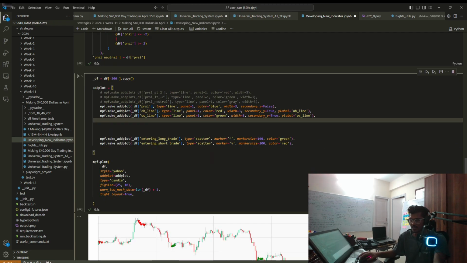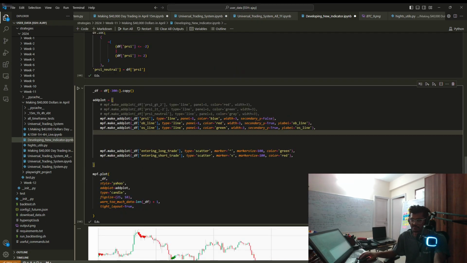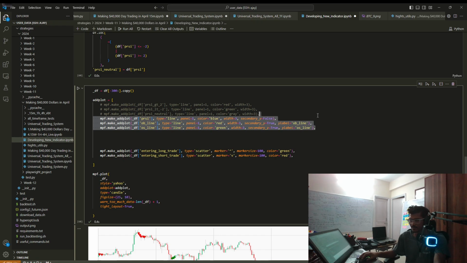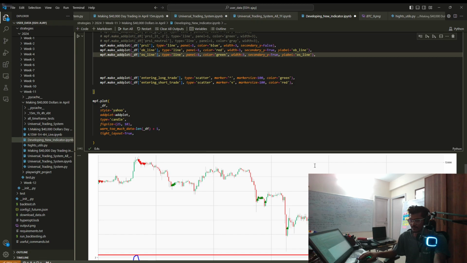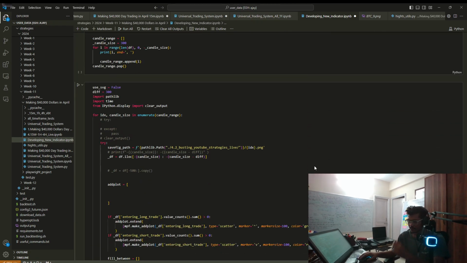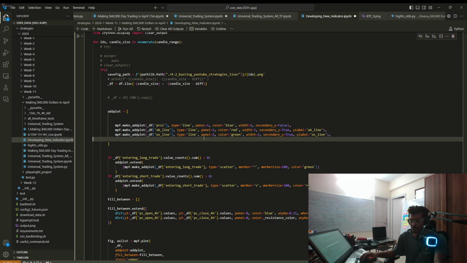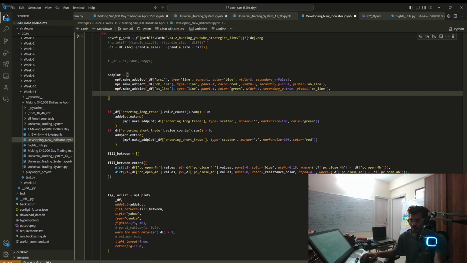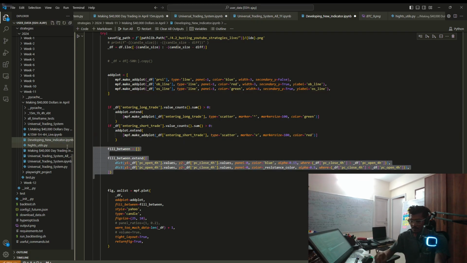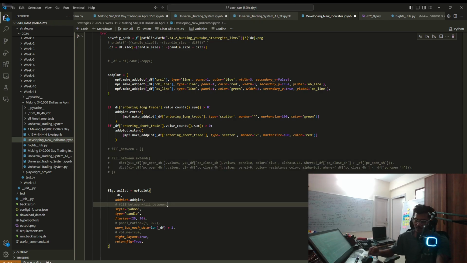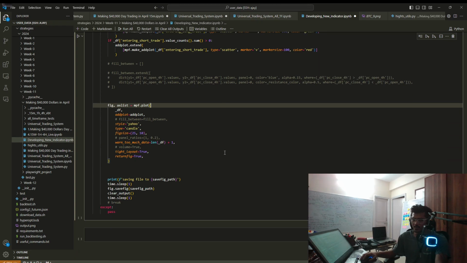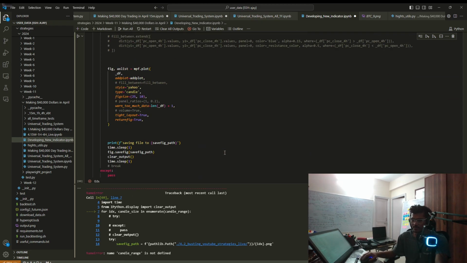I think I don't even need that, to be honest. Okay, let's put it anyway. Okay. Fill between. Yeah, we're gonna do some fill between here. And then you'll see that it can be done with fill between.